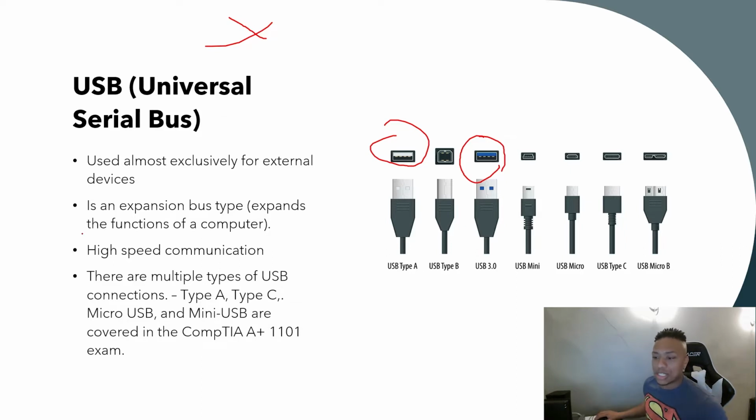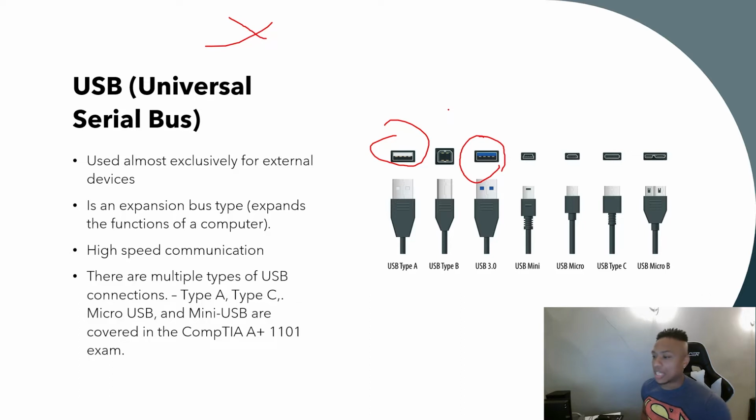So USB is high-speed communication. I know I said USB A is a little slower than USB 3.0, but compared to serial interfaces, it's a lot faster. So USB, generally very fast, especially compared to serial interfaces, the older interfaces that we used to connect with.